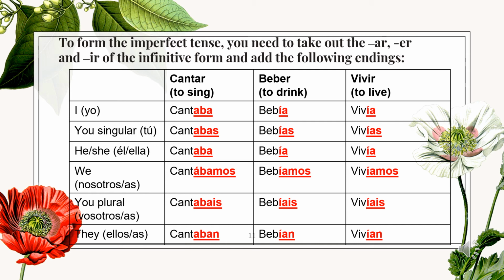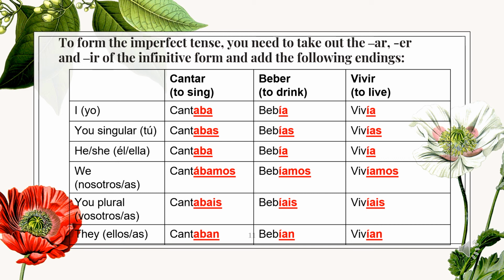So these verbs mean cantaba, I sang in the past for a prolonged period of time. So when I was younger, I sang pop music for a period of time. So whenever you are in doubt, if you can say I used to, or you can say for a period of time, then you know that's going to be an imperfect tense in Spanish. Cantaba. Bebía, I drank in the past.